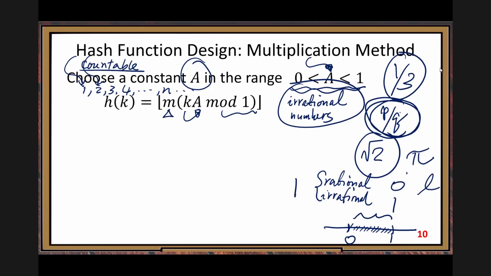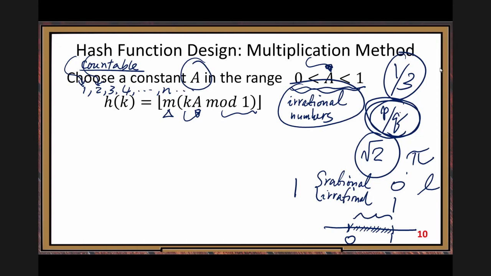Uncountable. You cannot. If you use 1, 2, 3, you cannot cover all of them. So uncountable is more than countable. Countable, you can count. Uncountable, nobody can count them. Too many, so you cannot count them. So the irrational numbers are uncountable.